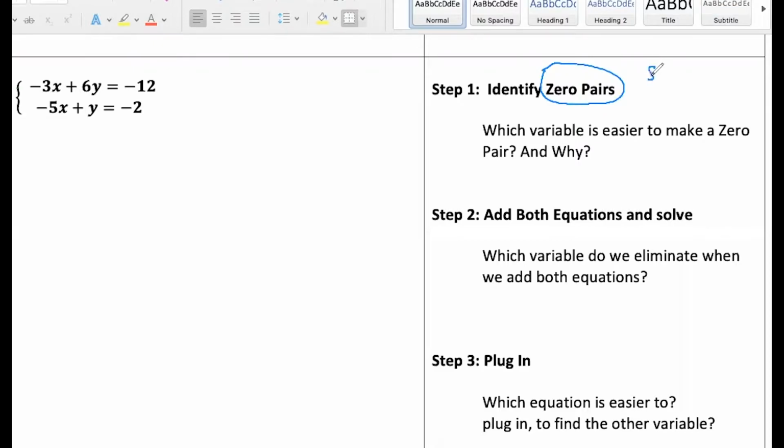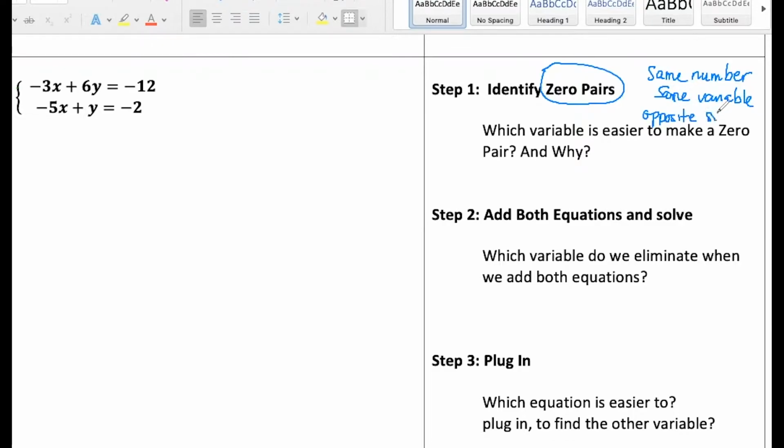They have to be the same number. They also have to be the same variable. And then they also have to have opposite numbers. So opposite, my bad, opposite sign.